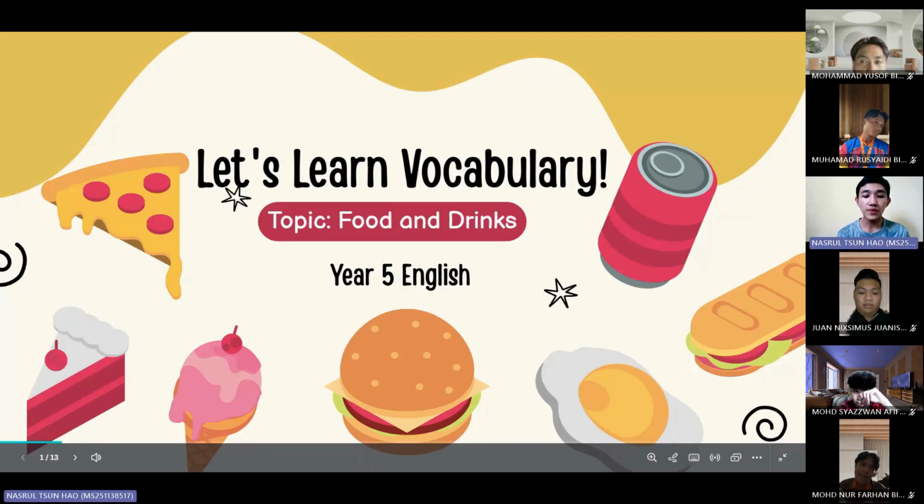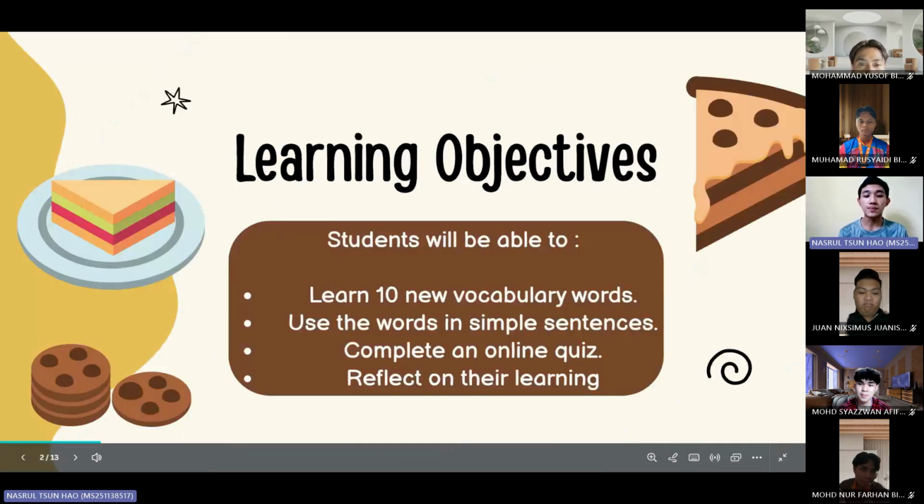Good morning, class. Today we are going to learn some new vocabulary about food and drinks. Here, students can see colorful pictures together with the vocabulary words, its meaning, and an example sentence.